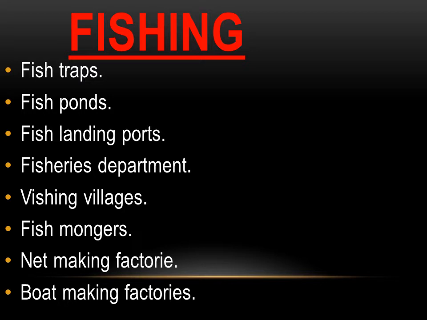Net making factories. So these factories are majorly concerned on making fishing nets, what we call the gill nets. We also have the boat making factories. They make boats which people are going to buy and use them to go.